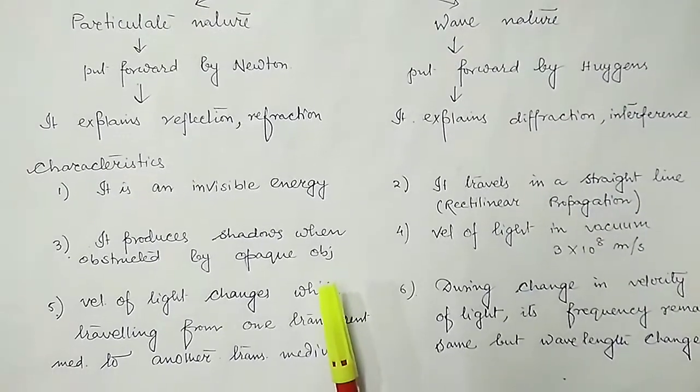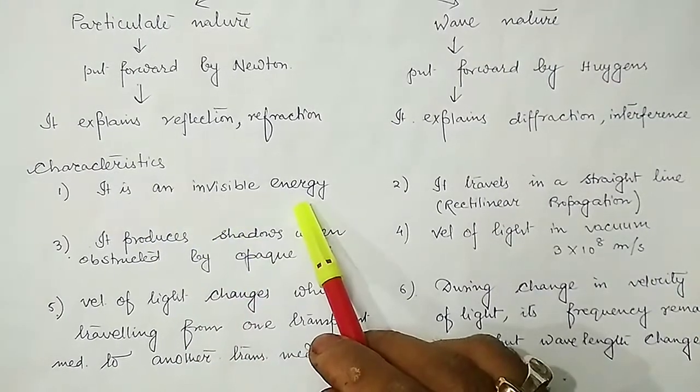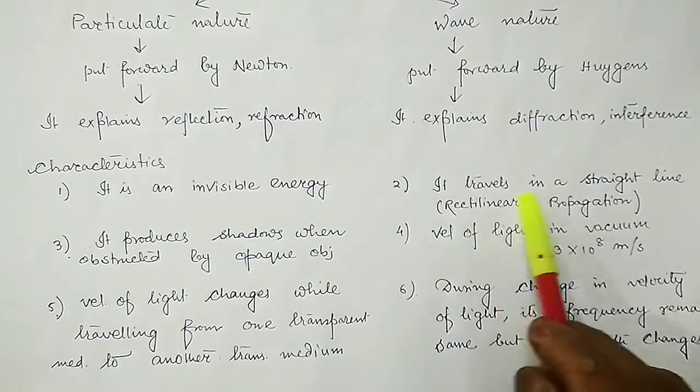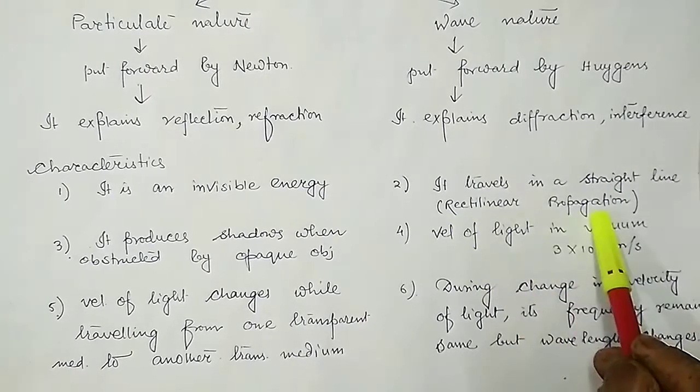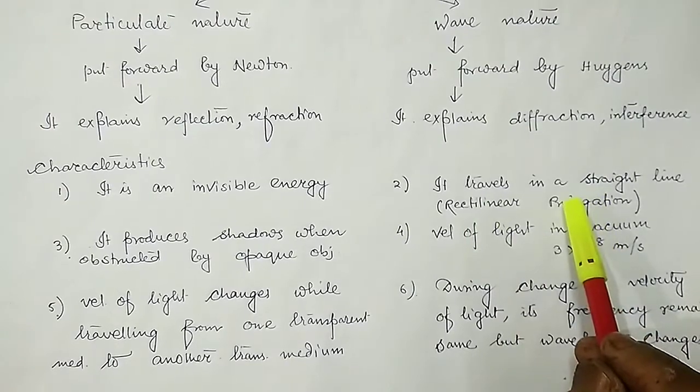When we say light, first of all, already I have explained that it is an invisible energy. It is a form of energy which cannot be seen. Second, it travels in a straight line path, which is also known as rectilinear propagation of light. That means between 2 points, light always moves in a straight line path.